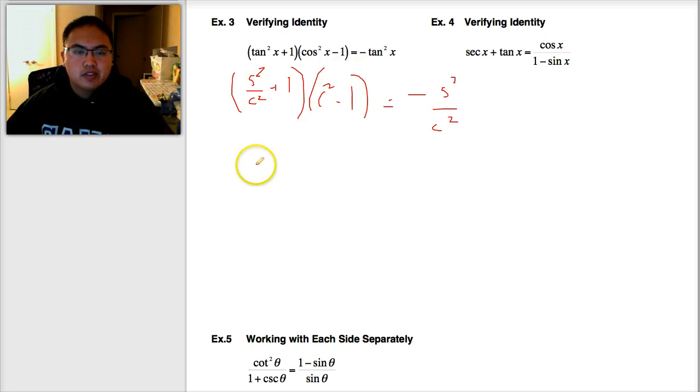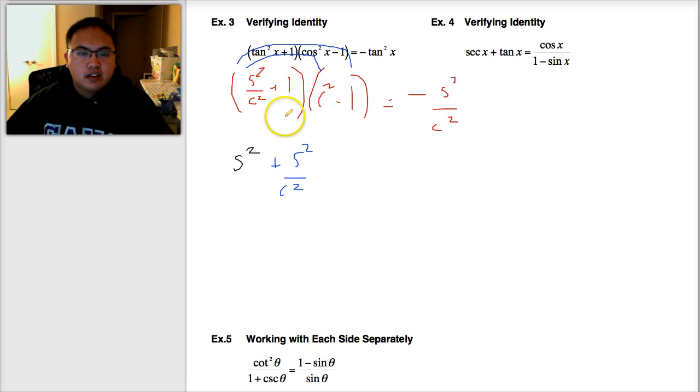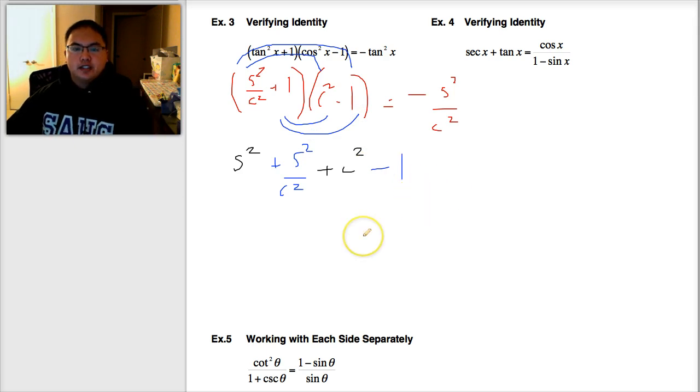Now I got to FOIL, and some of you say, oh, this is really messy, but it's okay. If I multiply the first ones, cosine squared times sine squared over cosine squared is just sine squared. This fraction times a minus 1 is just the fraction. One times cosine squared is just cosine squared. And then 1 times a negative 1 is negative 1. Okay, so far? All right.